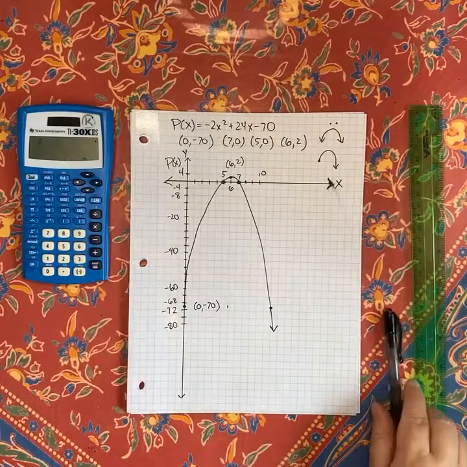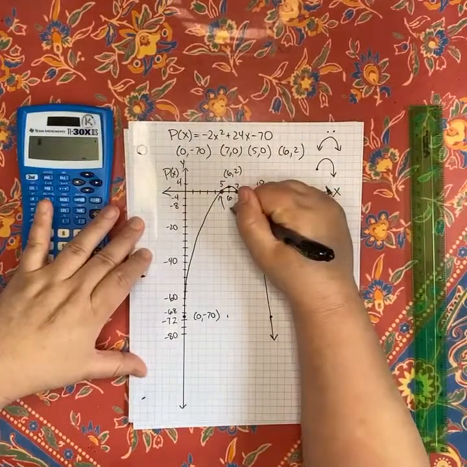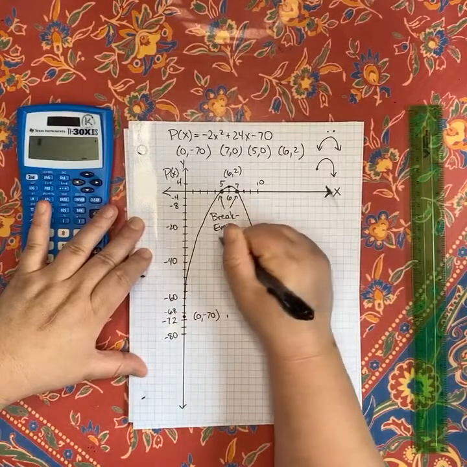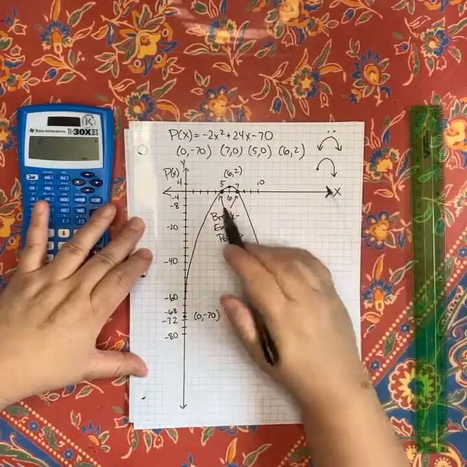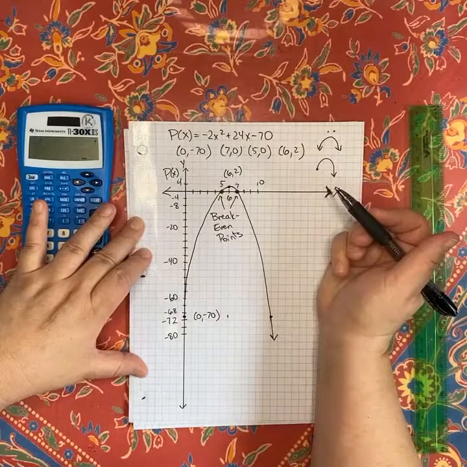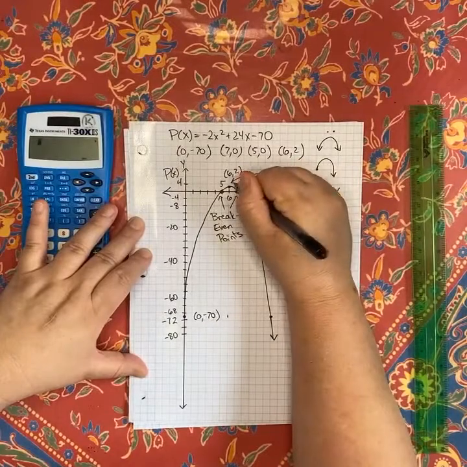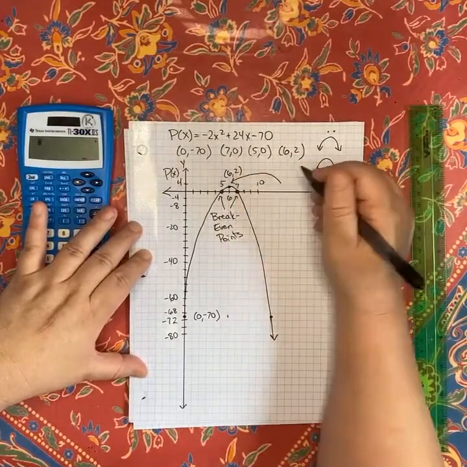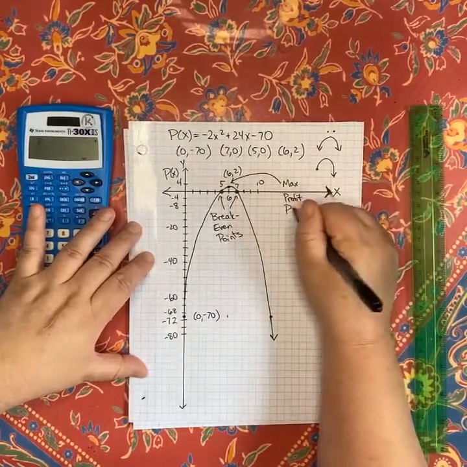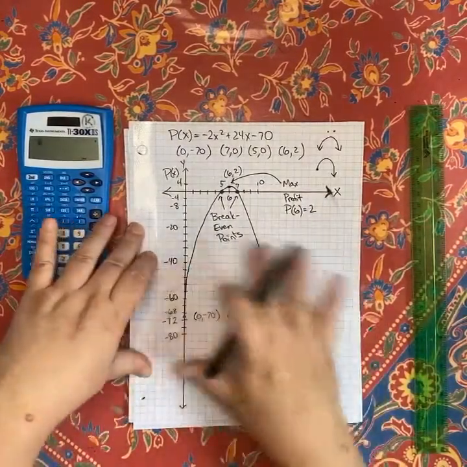Okay, so let's take a look at what we've got. Our break-even points are right there. Those are the points when the profit is 0. And this point, the vertex, is where you get your maximum profit. P of 6 is 2, so your profit will never go over 2 in this situation.